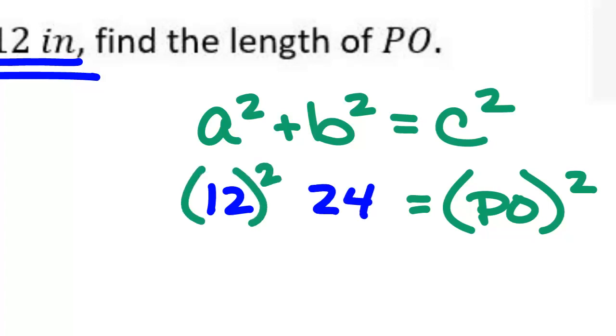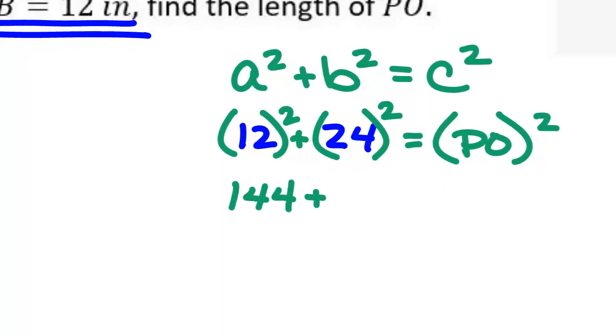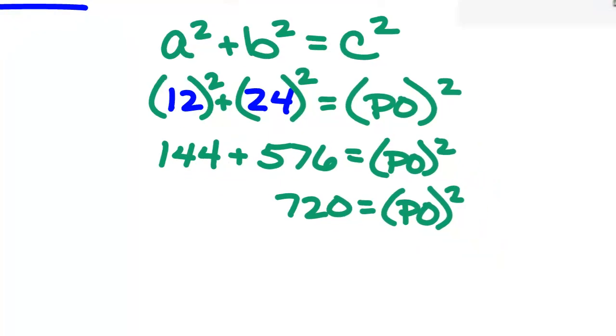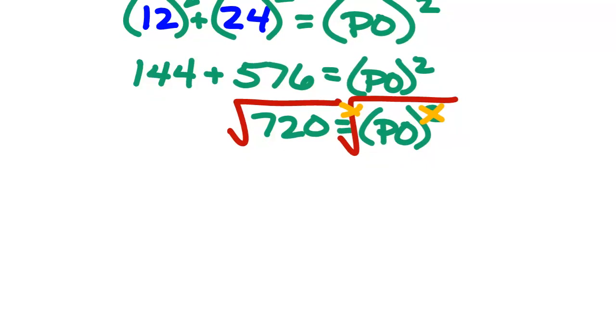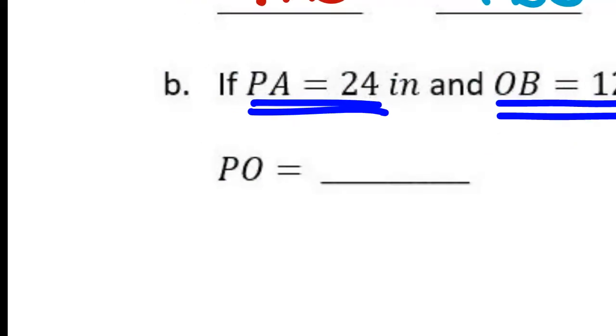So I need 12 squared, and I'm going to add that to 24 squared. What is 12 squared? 144. 24 squared? 576. And what do I get when I add those two together? 720. And then we take a square root of both sides to cancel out the squared on segment PO. Let's go ahead and put this one in decimal form. 26.833, and that would be inches for segment PO.